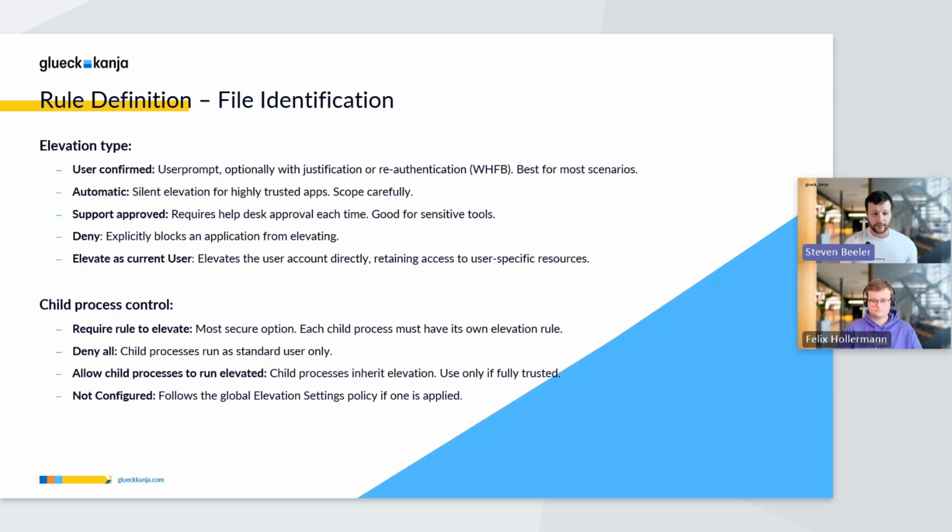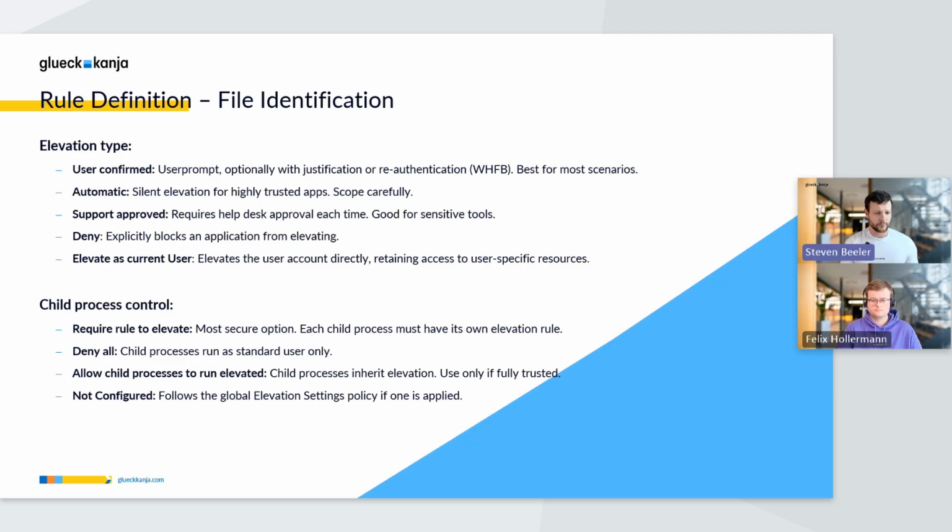And here we also generally say require a rule to elevate is the way to go. So you create a specific rule for those child processes, so you can control exactly which child process can be executed and which can't. This is just our general recommendation. You can define one policy for an application and create multiple settings, so you can put it all into one policy and you don't need five different policies if you have five child processes.